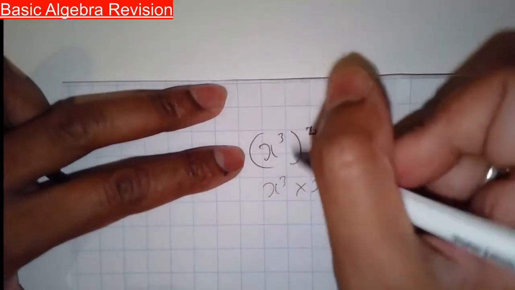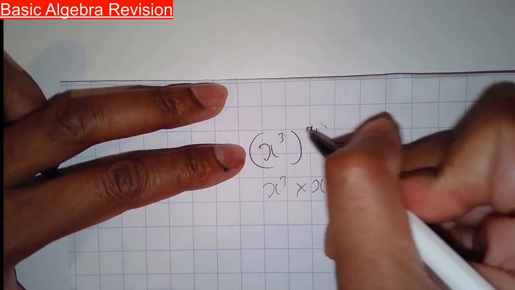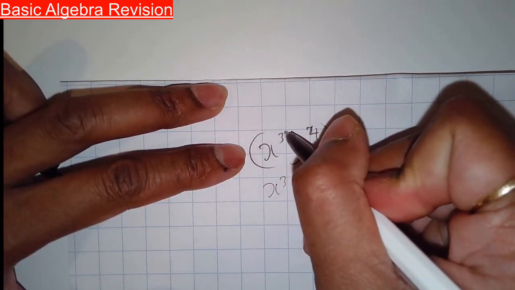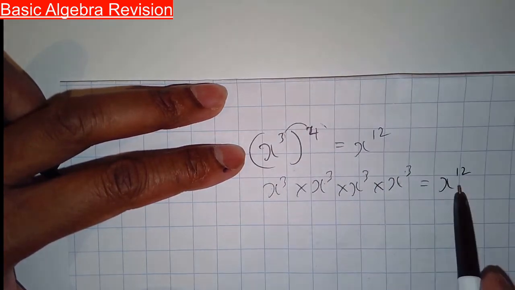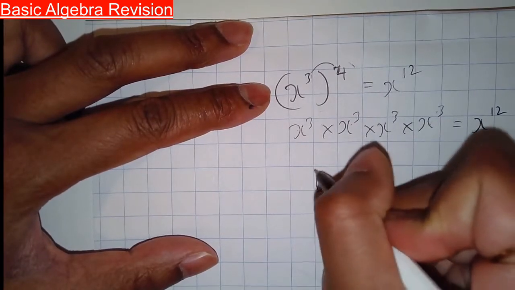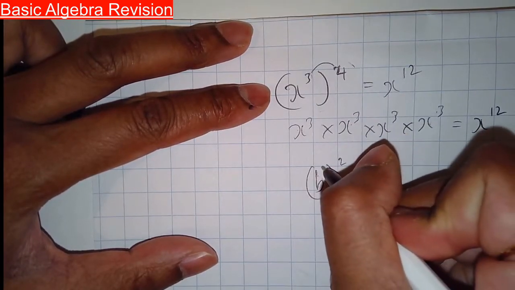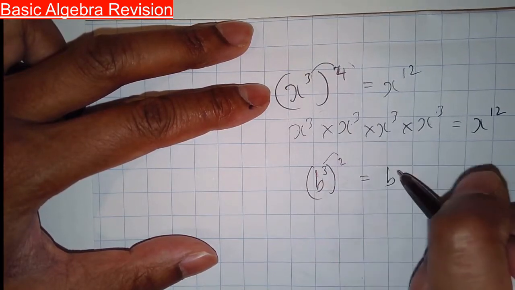Quicker way of doing it is like this. When you've got something like this, just times the little numbers together. 3 times 4 is 12, so it's x to the power of 12. Look, same answer. What about this one here? Copy the base, and then 3 times 2, 6.